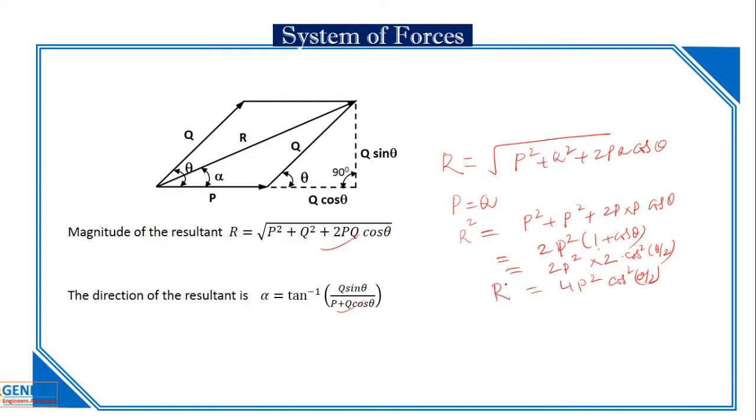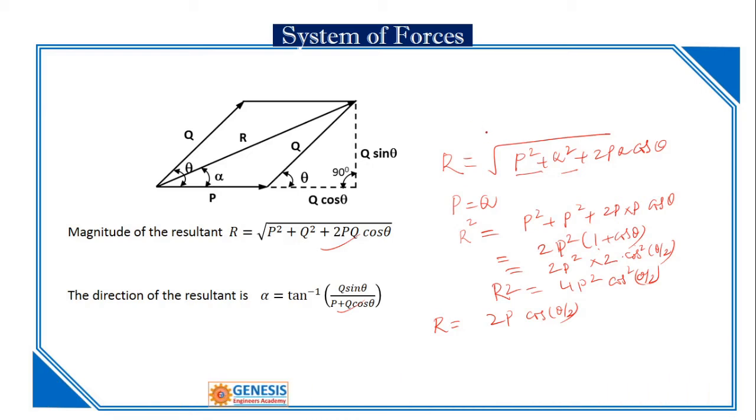So if it is like that one, then R is equal to how much? It is 2P cos of theta by 2. Okay, so this is one option. In this case, I have taken P is equal to Q. Sometimes P is equal to X, Q is equal to 2X, double. So in all these cases, you have to substitute as per the data given.